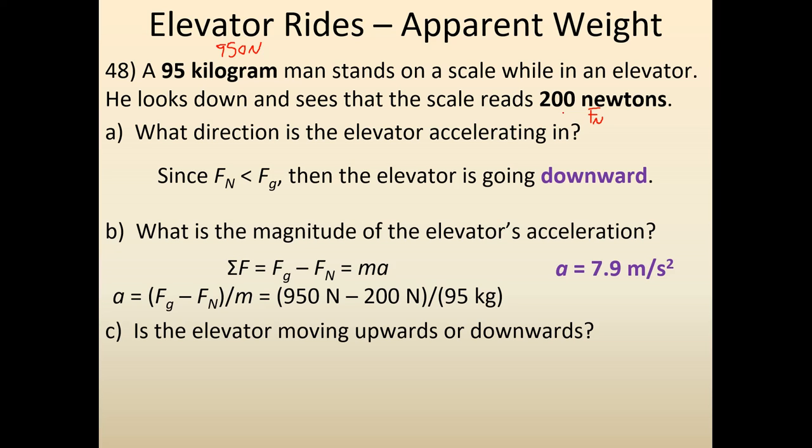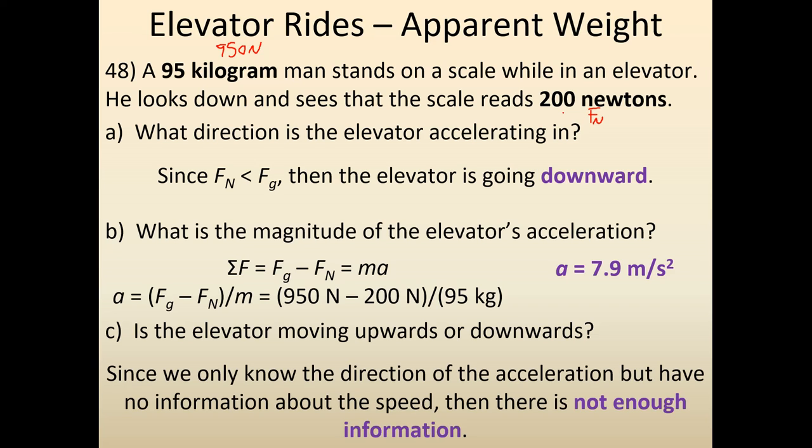Now, the next question is: is the elevator moving upwards or downwards? The answer is we don't know. There's not enough information in this problem. It's important to remember that if I give you only information about the forces acting on the object, we can only identify the direction of the acceleration. We cannot determine the velocity without additional information.